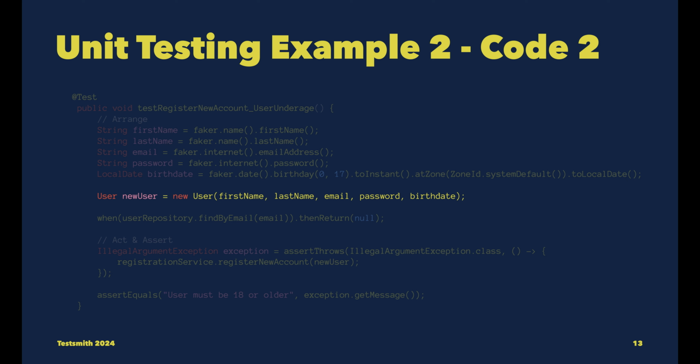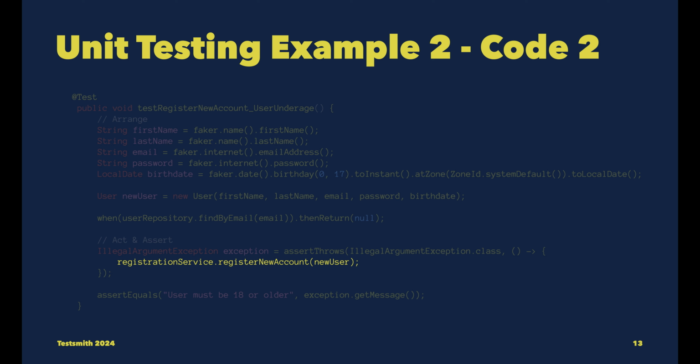This line sets up the mock behavior for the user repository. It specifies that when the findByEmail method is called with the generated email, it should return null, indicating that no existing user is found with that email. This simulates the scenario where the email is not already in use.